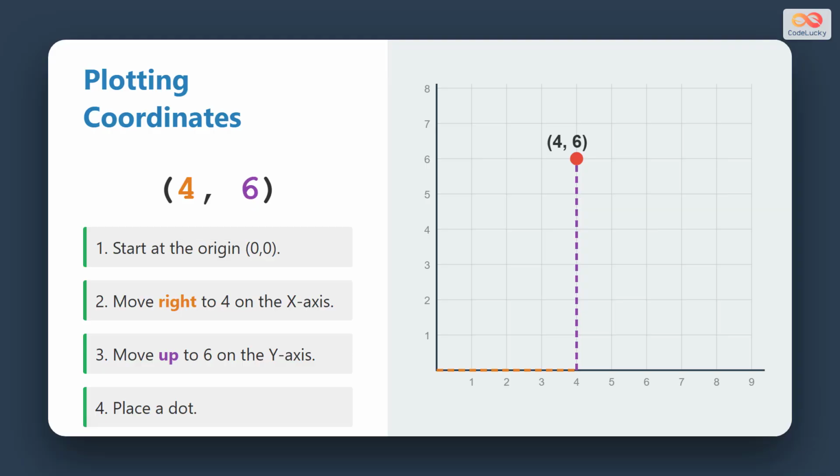Let us practice plotting a single point with the coordinates 4, 6. We always start at the origin, which is 0, 0. First, we move along the x-axis to the right until we reach 4. Then, we move up parallel to the y-axis until we reach 6. That is where we place our dot.